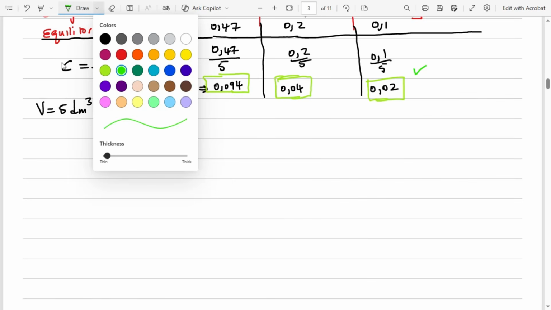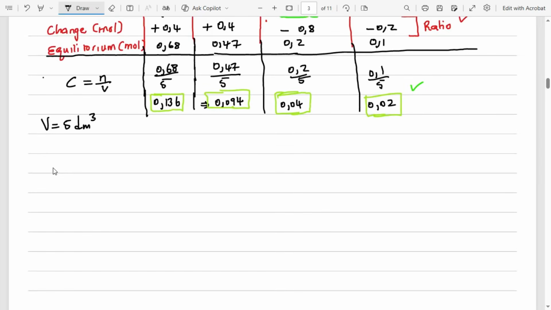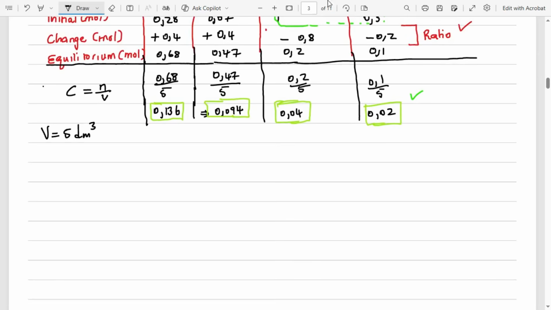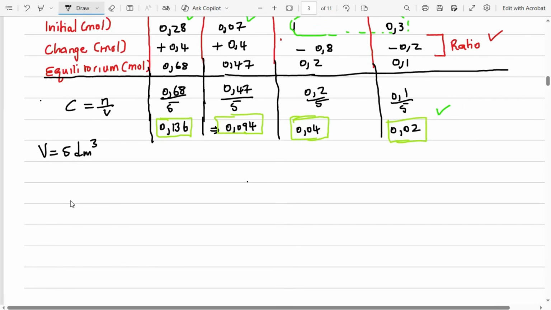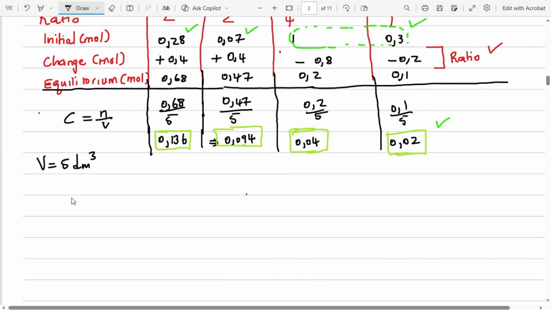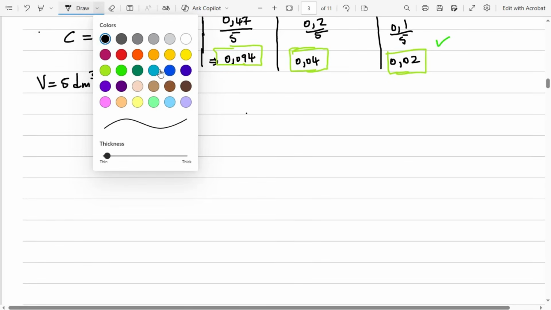So remember, when you find Kc, we say that Kc, okay, let me quickly do this. When I write this down, I don't understand why this keeps giving me problems.